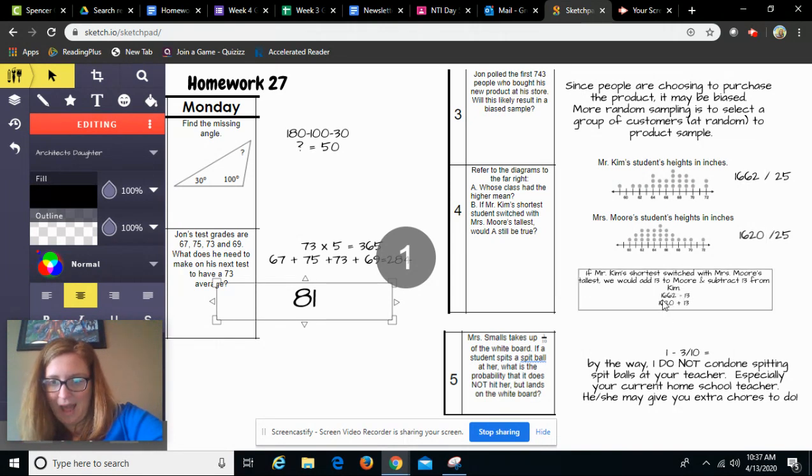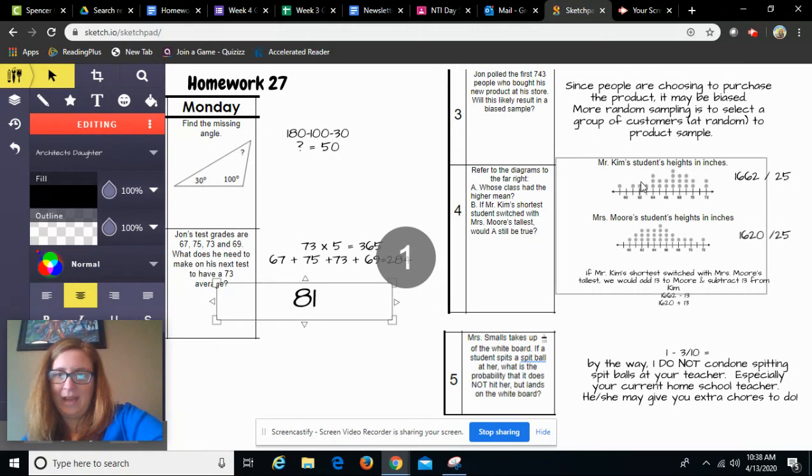So if we subtracted 13 from Mr. Kim's 1662, and we added 13 to Mrs. Moore's 1620, when you do the math there, and you can go ahead and write your answer in, it's still not going to change. So that A would still be true. So it would still be the highest would be Mr. Kim. All right, and number 5.